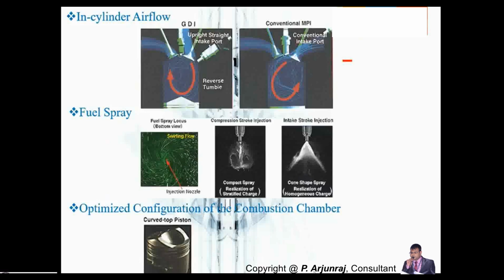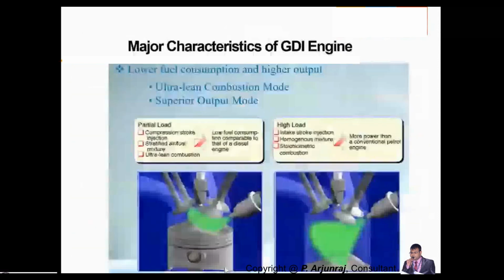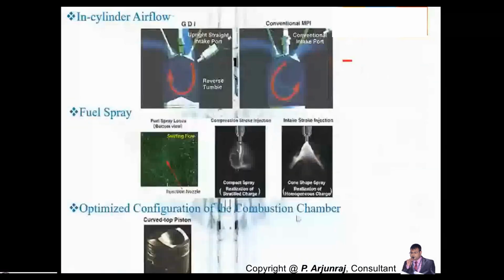And in the case of a stratified charge, it looks like this. In the case of homogeneous, I think the spray comes, and even the angle is very important. Okay. I also told you, depending upon the speed, the quantity, the pressure, even the injection pressure gets varied. So the GDI has 50 MPa, whereas the MPFI is only 3.3. The higher the pressure, even the cone angle will also get varied.